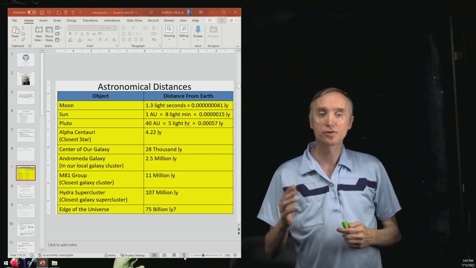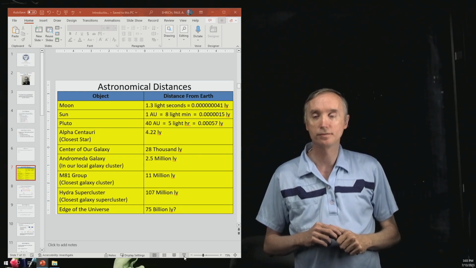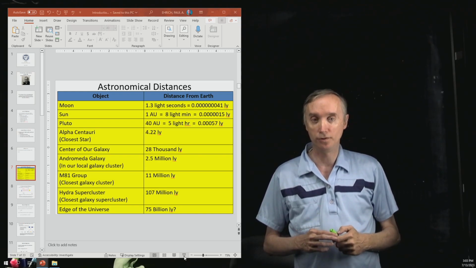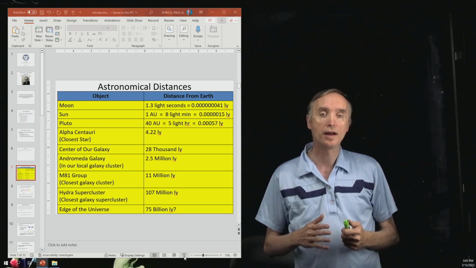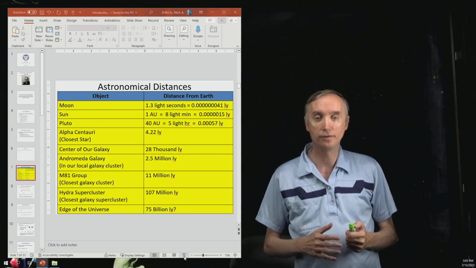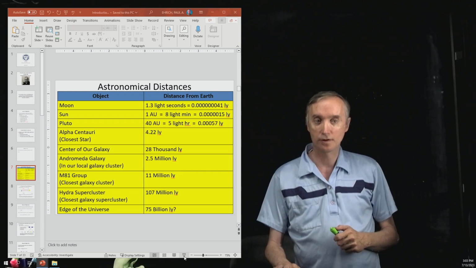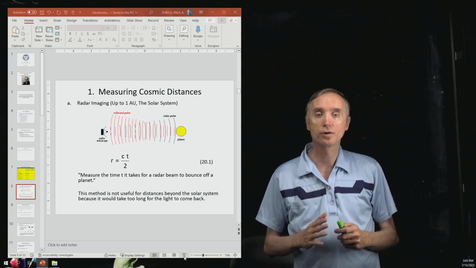Okay, this chart should look familiar to you because we looked at it in our previous lesson when we were interested in the various structures that make up our universe. So our goal today is to figure out how astronomers arrived at all of those numbers in that chart. Our first method is called radar imaging.